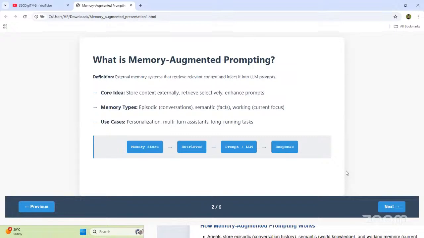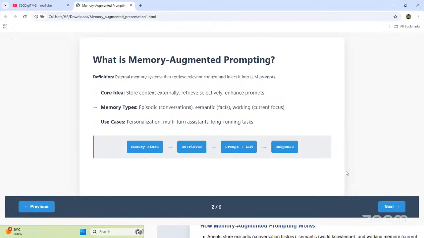As the definition says, memory augmented prompting means attaching an external memory system to the large language model. So rather than feeding the entire conversation history every time, we store key information externally. Then we retrieve only what is relevant before generating a response. This draws inspiration from human memory.